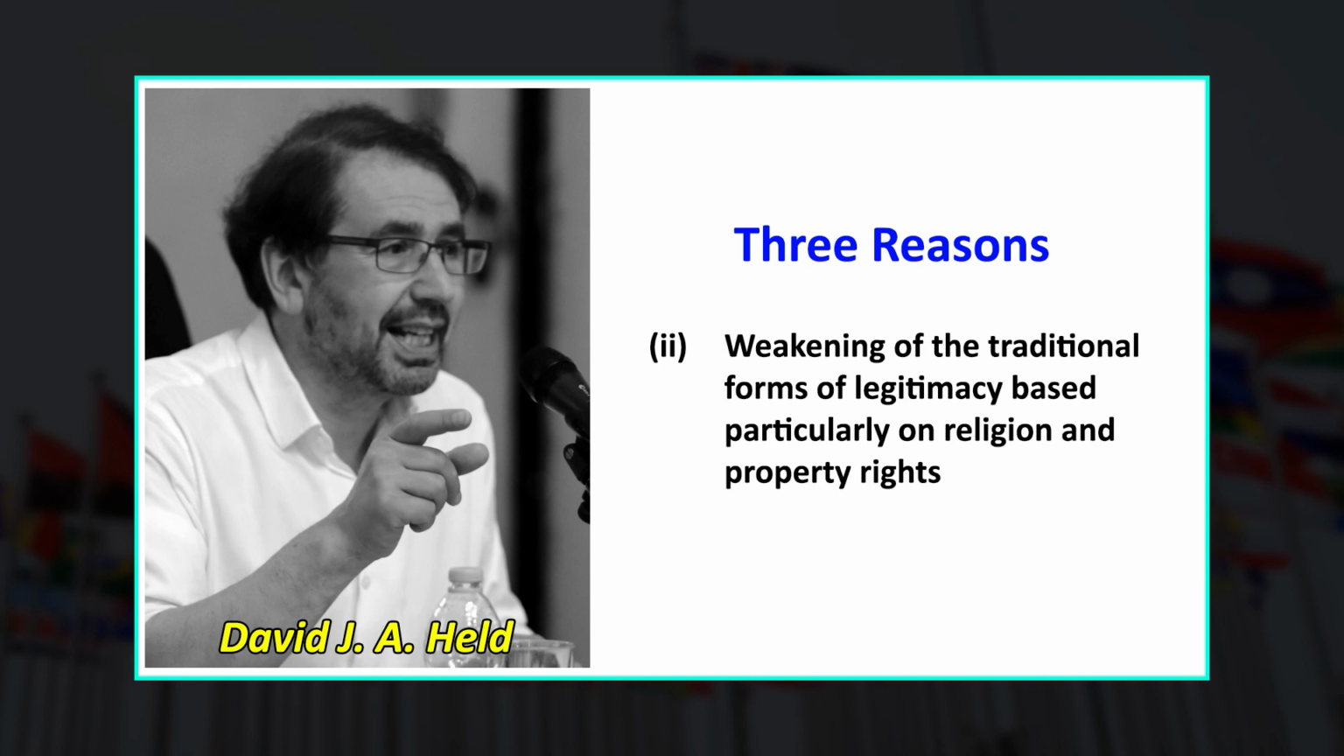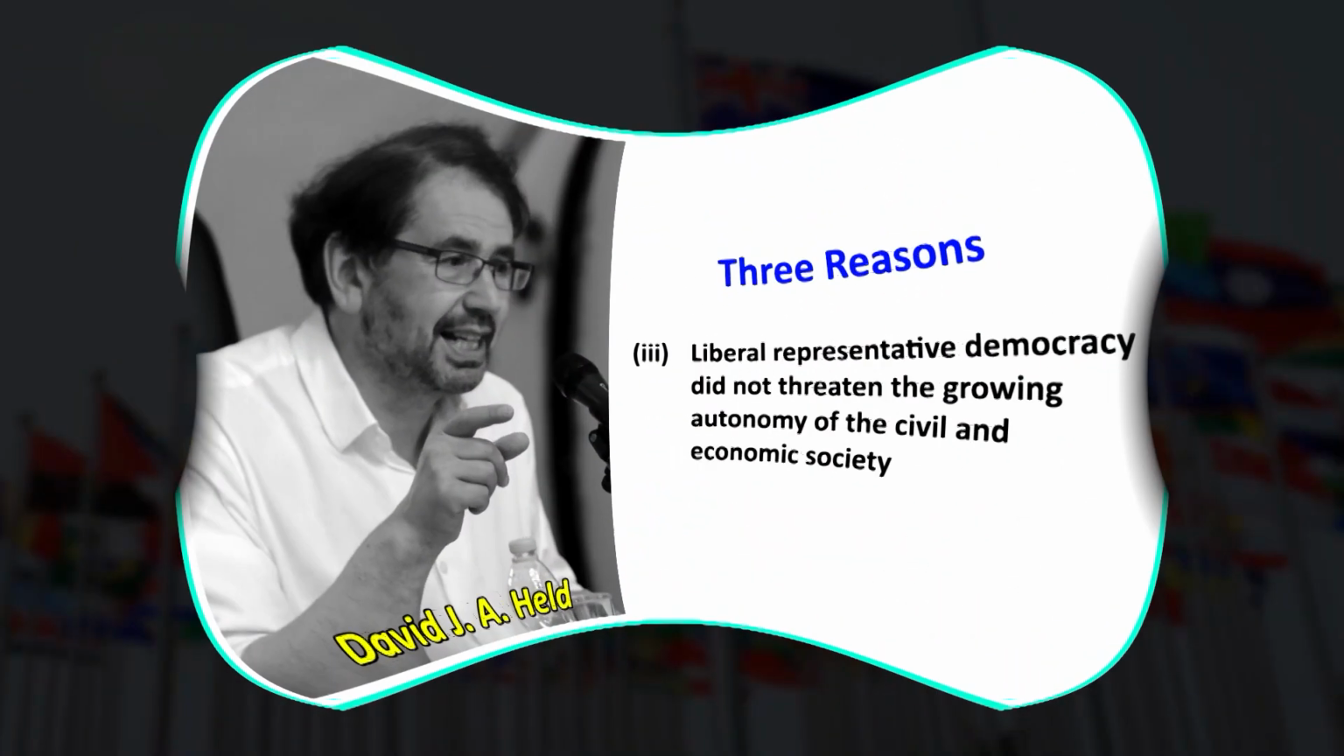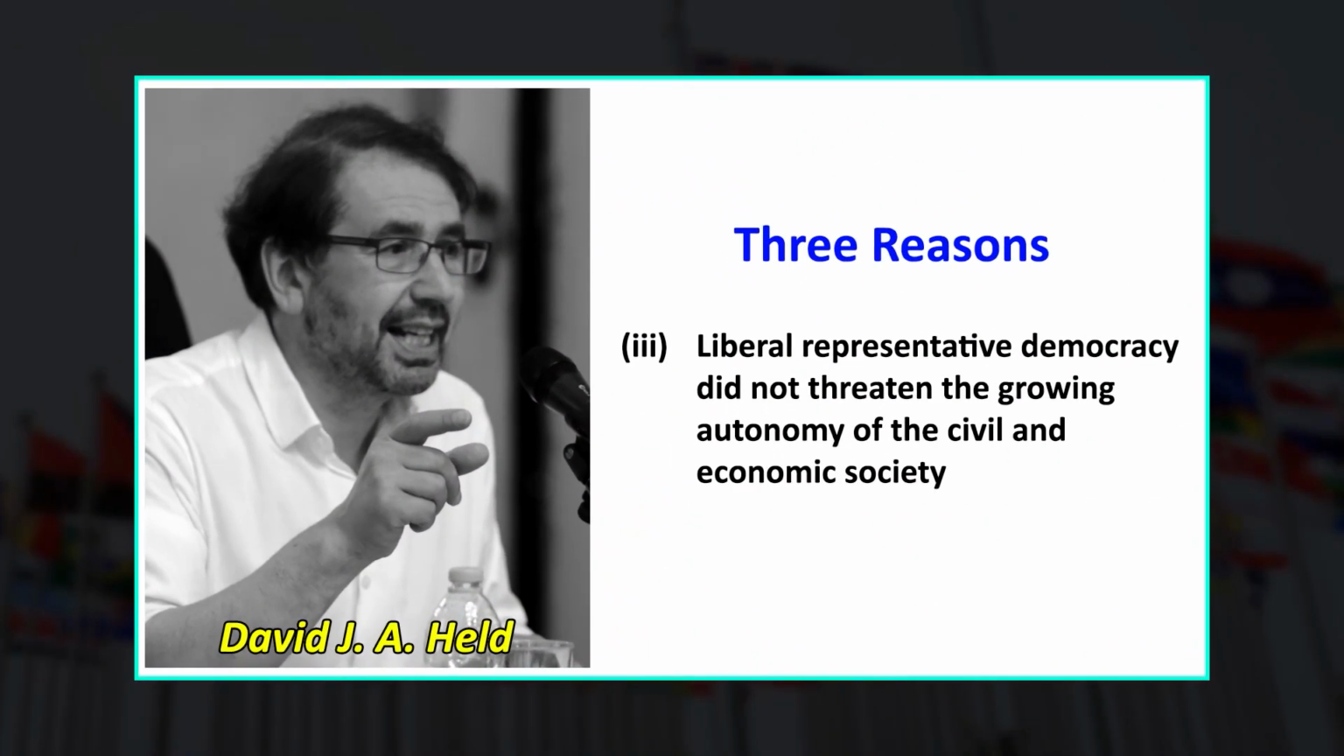Second was the weakening of the traditional forms of legitimacy based particularly on religion and property rights. This led to alternative notions of legitimacy of the political authority based on a reciprocal relationship between the governors and the governed. And thirdly, the liberal representative democracy did not threaten the growing autonomy of the civil and economic society. These three reasons collaborated to the ultimate development of the liberal democratic state.